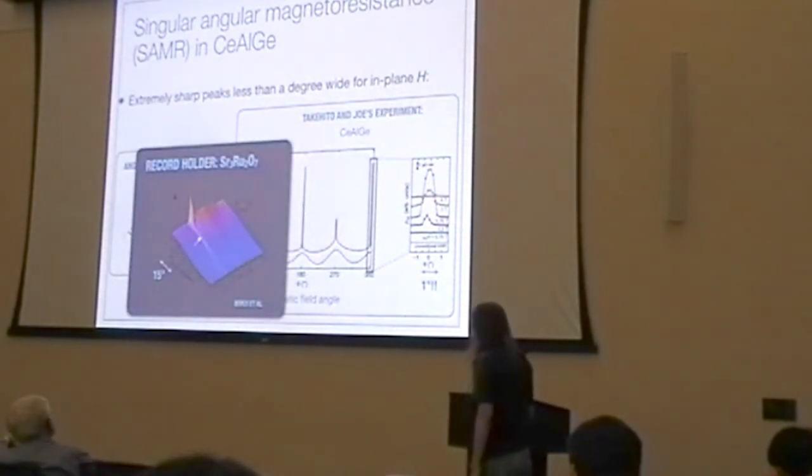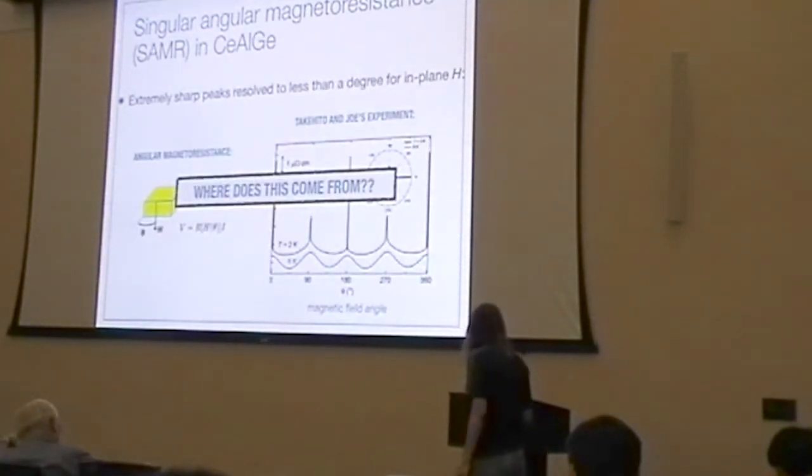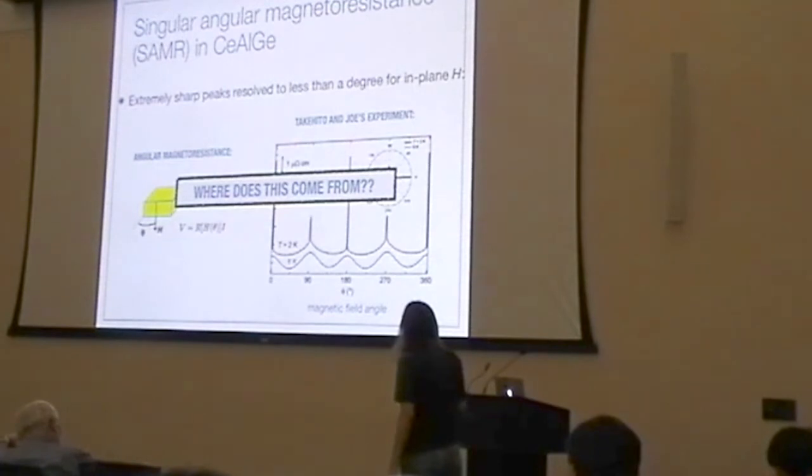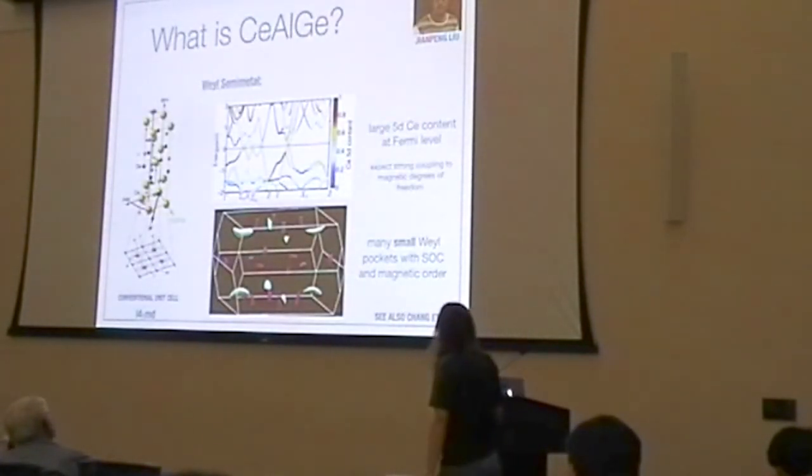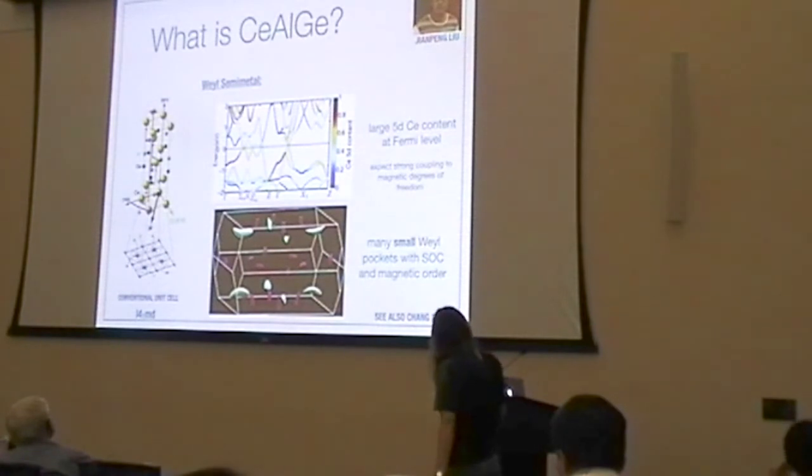And this kind of singular angular magnetoresistance was previously found to resonate, and it was 15 degrees wide, so it was very different. So the puzzle here is where does this actually come from? First of all, one needs to understand what this material is, cerium aluminum germanium. It's a compound which is non-symmorphic, with some C4 plus translational symmetry.